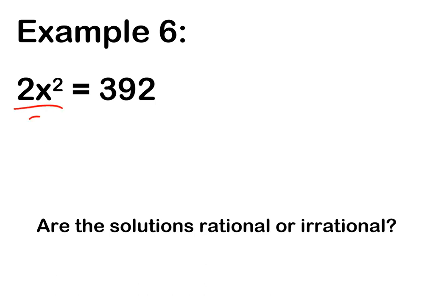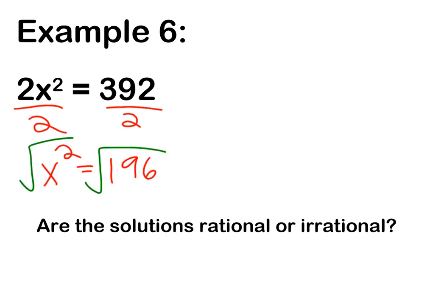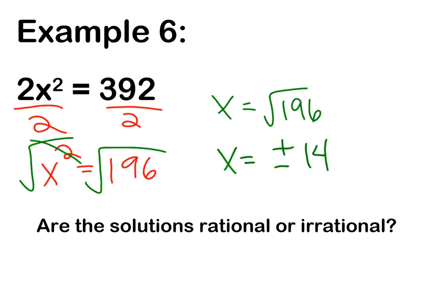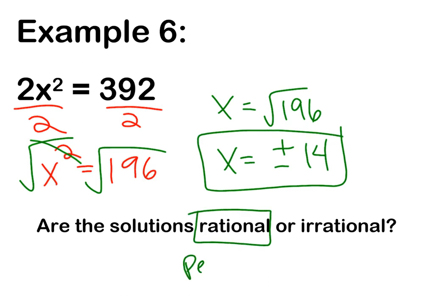So the first thing we do is divide by 2. That is going to give us x squared equals, go ahead and divide it, to get 196. We know to get rid of the square, pardon me, we need the square root, which cancels, giving us x equals the square root of 196, which is positive and negative 14. It's considered rational because it is a perfect square.